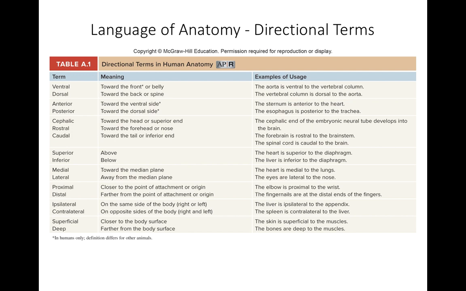Ipsilateral and contralateral have to do with neural pathways generally. Ipsilateral means that the entire pathway stays on the same side of the body. Contralateral means that at some point it crosses to the opposite side of the body. Most of your motor pathways are contralateral. So that means that the left side of your brain controls the right motor movements. So if you are right-handed, that's your left brain in charge of that because it's a contralateral pathway. Superficial and deep have to do with how close something is to the surface versus how deep it is in terms of the body structure. So your skin is superficial, your bones are deep.